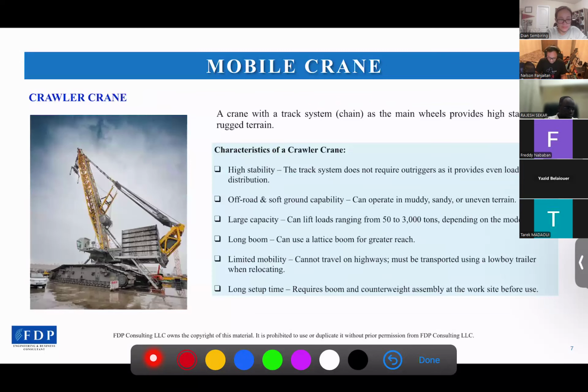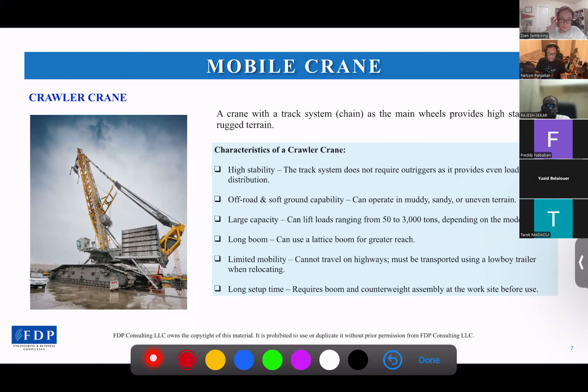The next one is the crawler crane. We all know this type of crane; I think everybody is familiar with it. This type of crane has high stability as its crawlers or tracks give more contact surface to the ground.